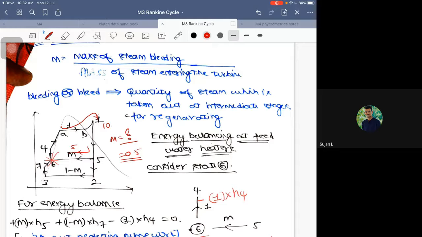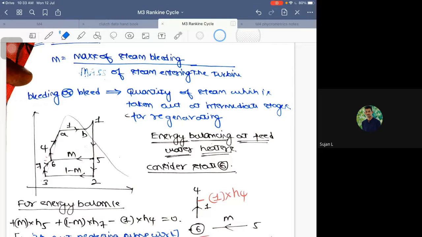Any doubts in this? No, sir. Okay, this is very, very important. One problem will definitely come from regeneration. I am telling you this. That is done; that is one concept.